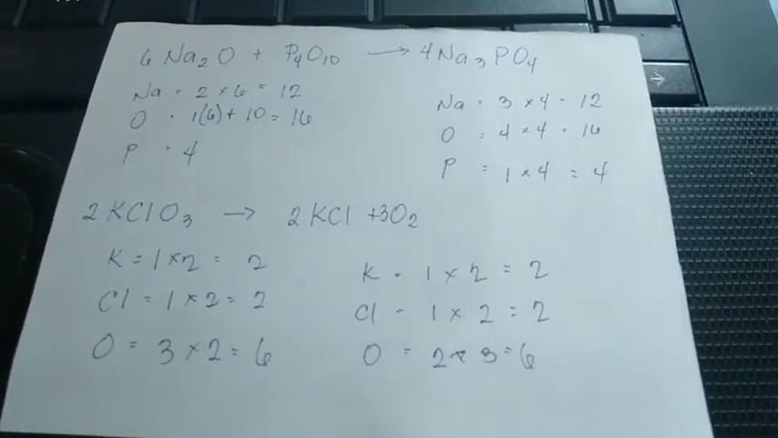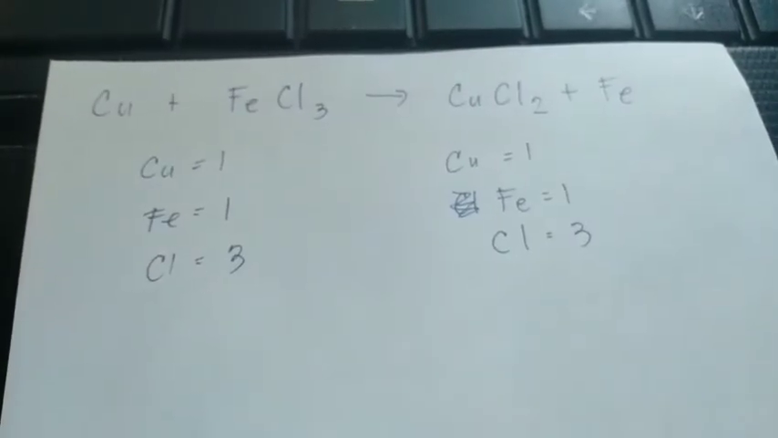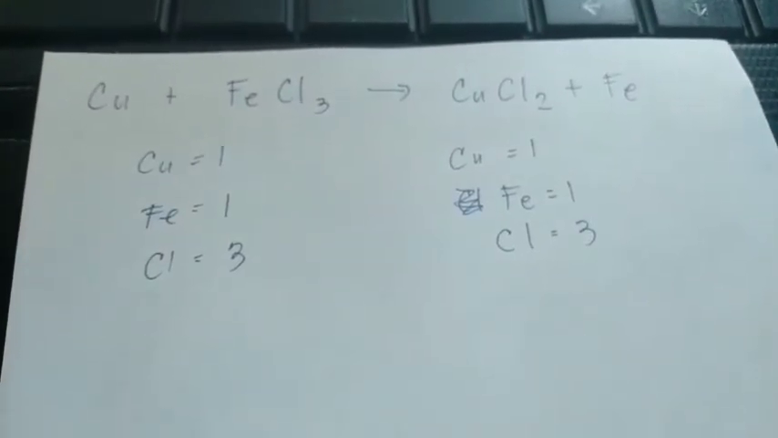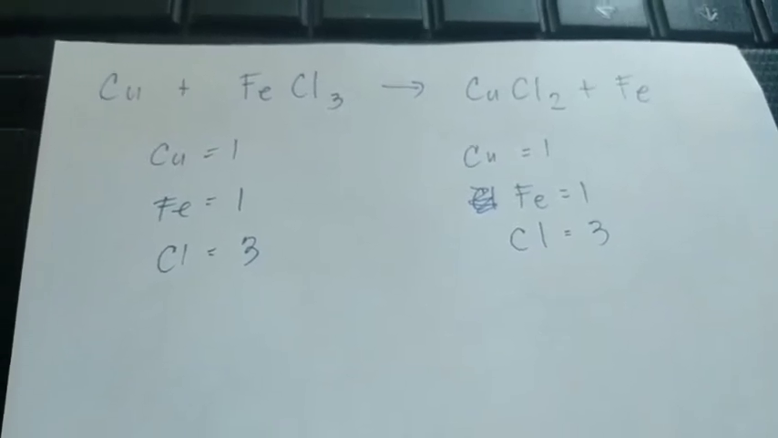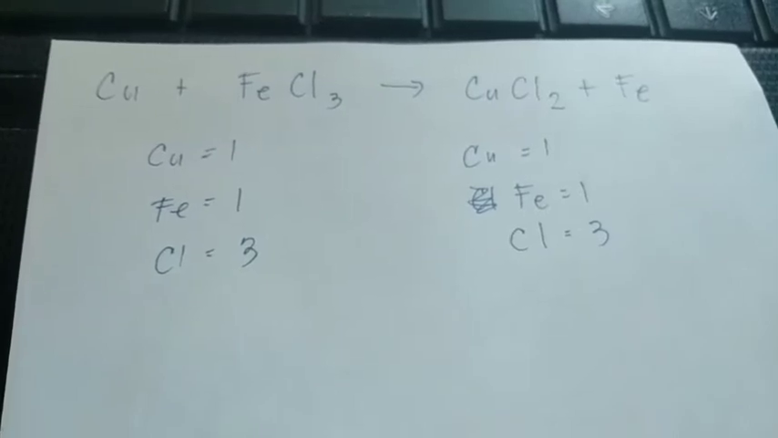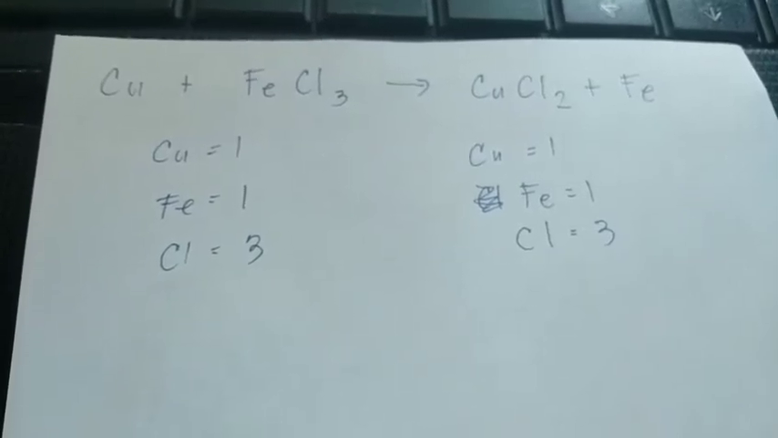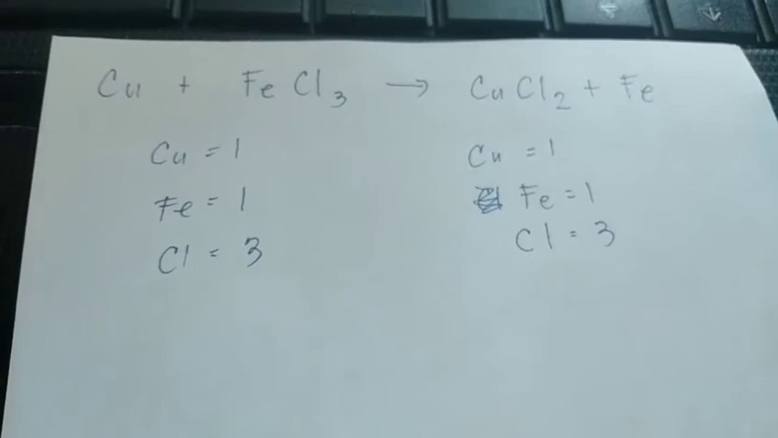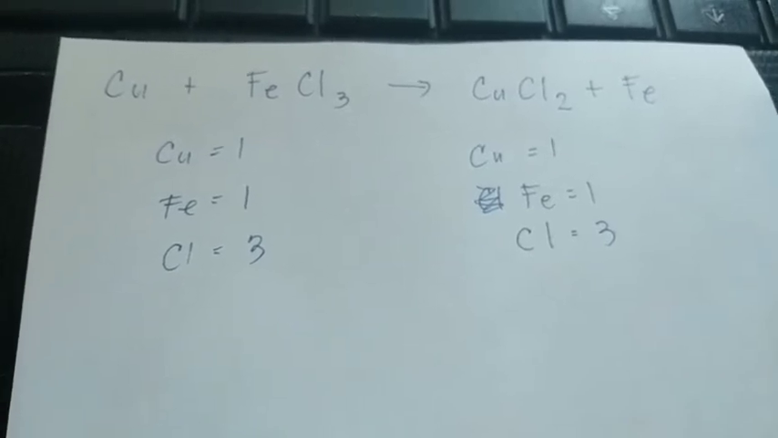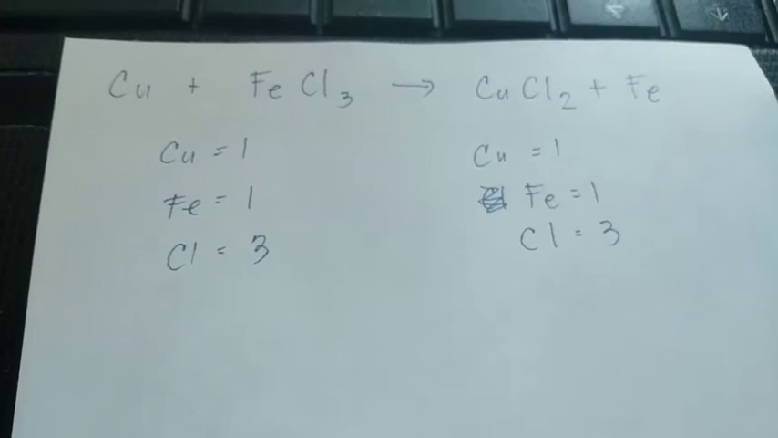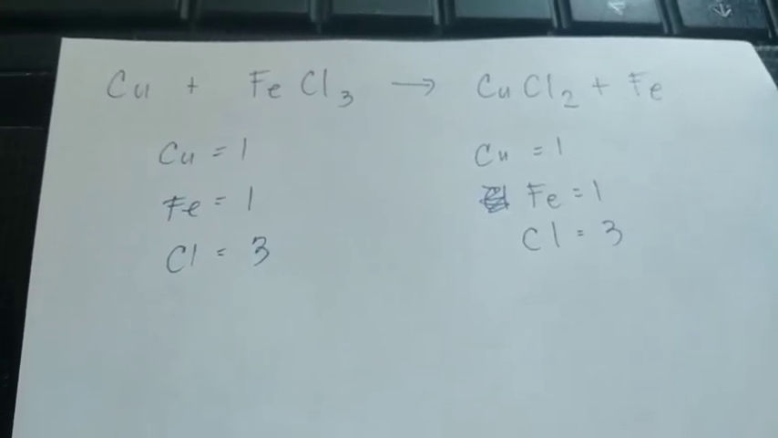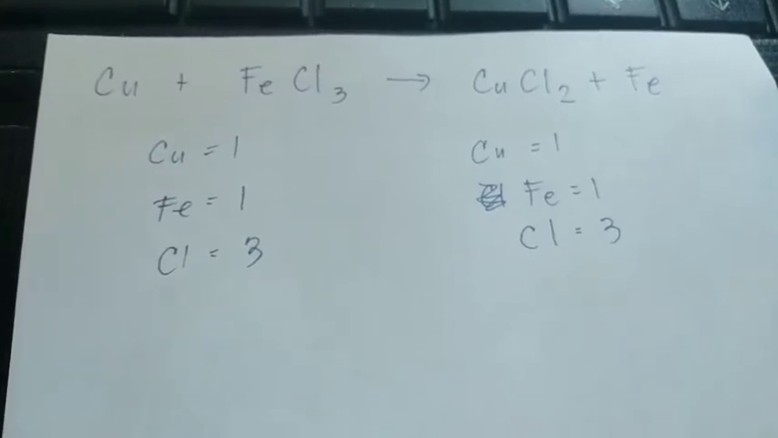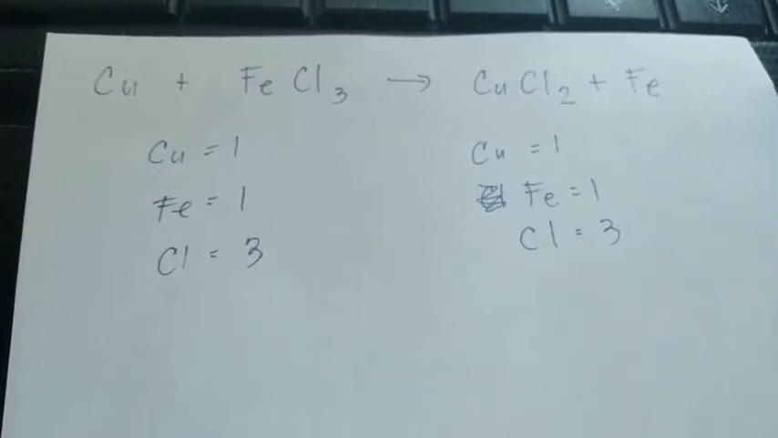Another example. This time, meron naman tayong copper plus iron and chlorine. So, we have 1 copper, and then we have 1 iron, and then 3 chlorine. Yan. So, doon naman sa product natin is we have still 1 copper, and then we have 1 iron again, which is parehas silang balance. I mean, we have only 2 chlorine. My mistake.